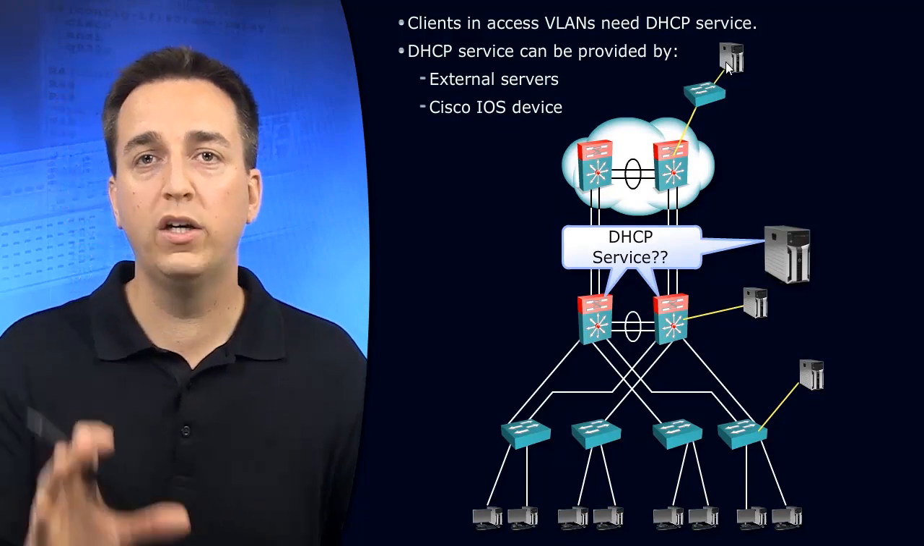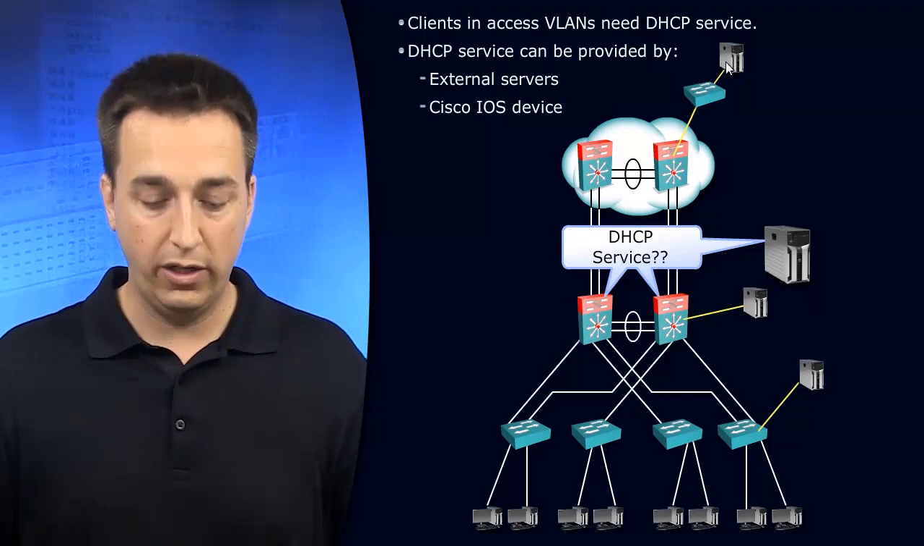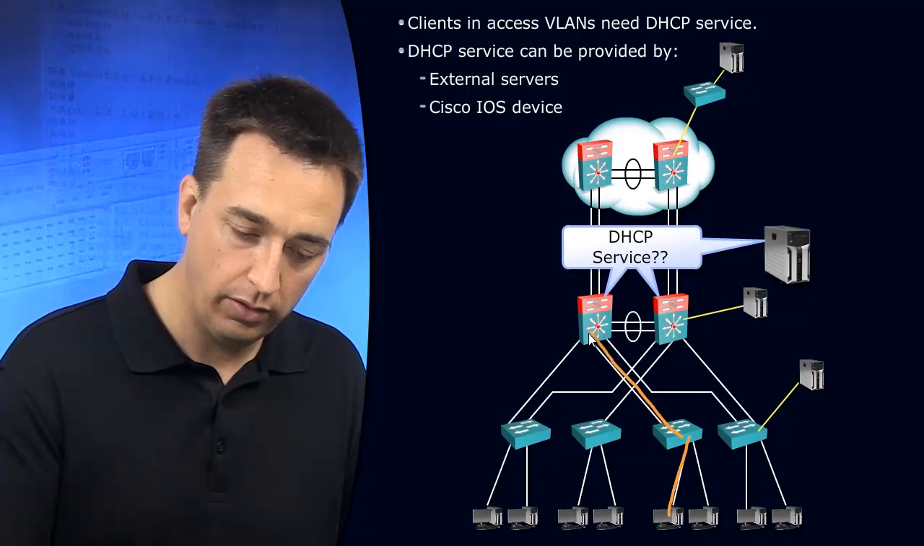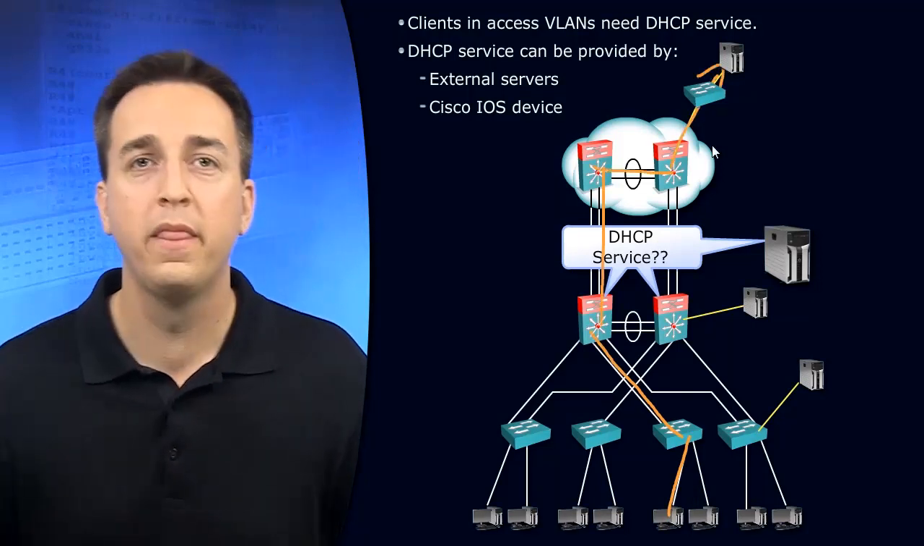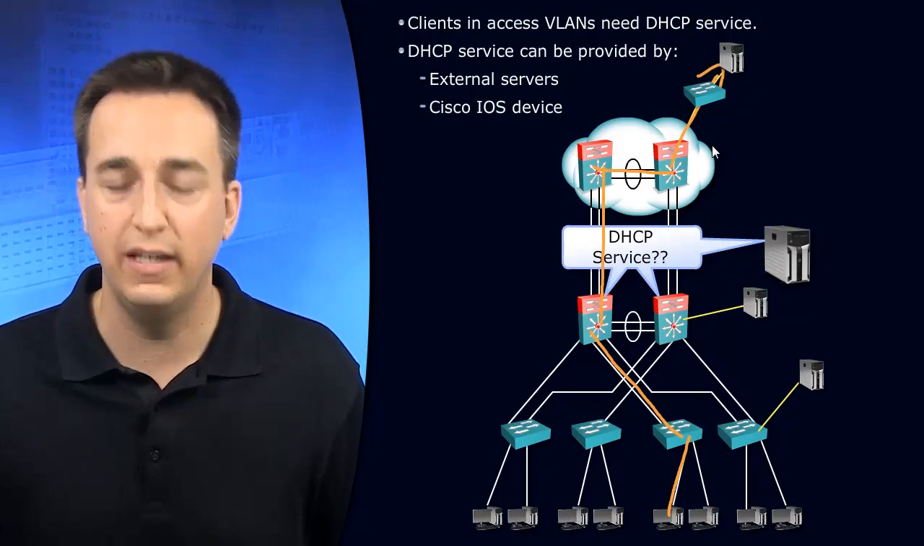So regardless of where that server is, we need to be able to make sure that the end stations have the ability to ultimately communicate with that DHCP server and get the IP addressing information that they need.